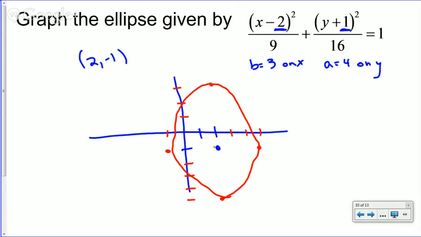But see, once I find the center and I find a and find b, I have found the whole thing. So I don't really need all those definitions on that sheet. I could still find c. c squared equals a squared minus b squared. Okay. That would tell me how far it is from the center to my foci. Well, a squared is 16 minus 9.